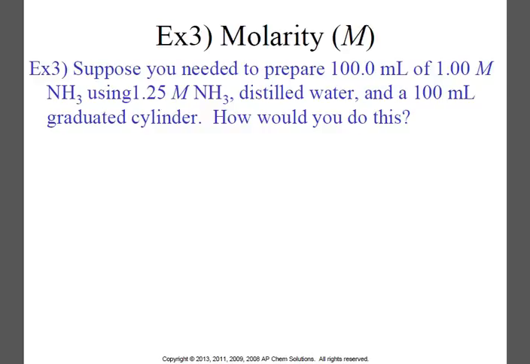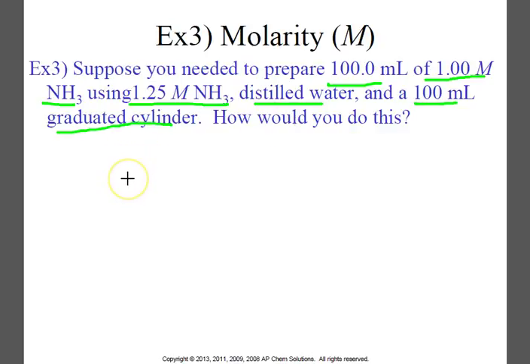All right, next question. You are trying to make a specific solution. So you need to prepare 100 milliliters of a 1 molarity solution. But you only have a 1.25 molarity solution. You have some water that you could use as well, and then you have a 100 milliliter graduated cylinder. How would you do this? How are we going to make a solution from a solution?